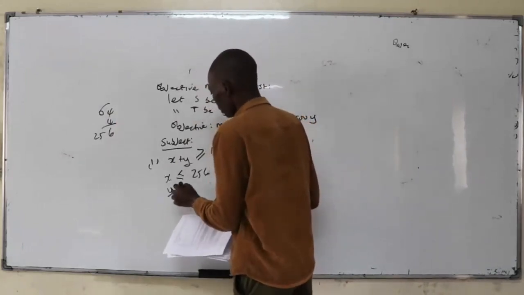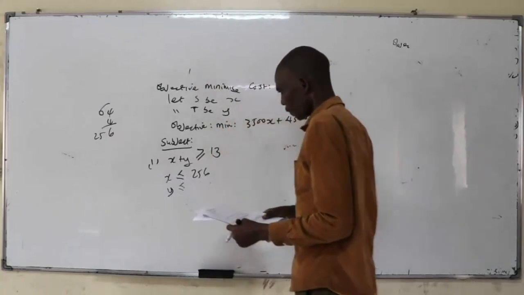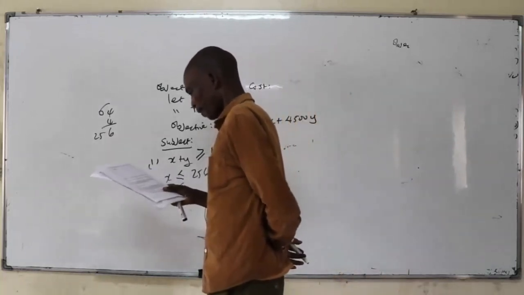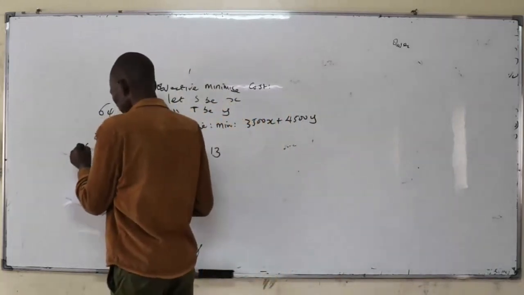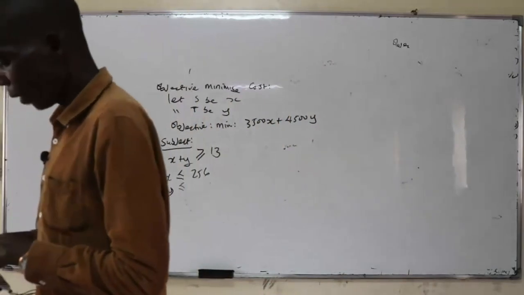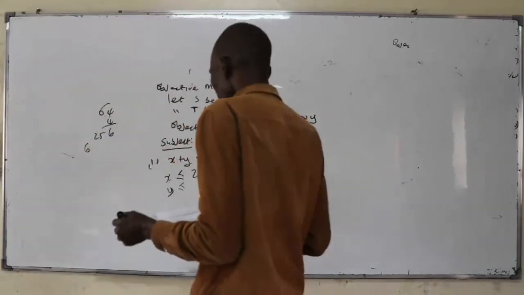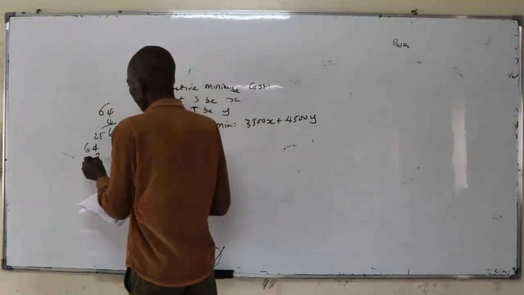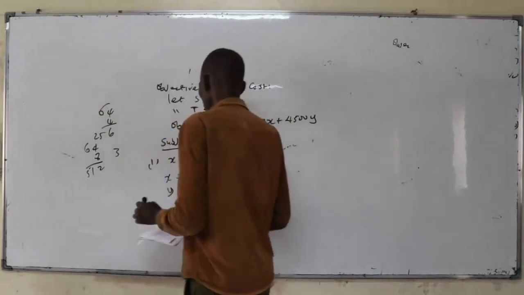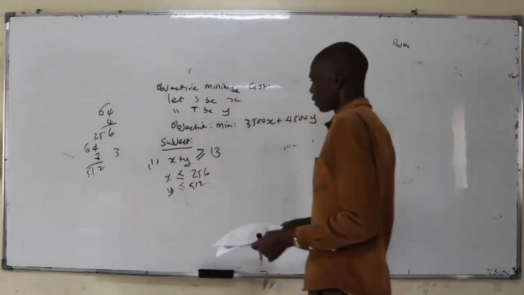And Y should be less than or equal to 64 times the other one, 64 times 8. Because each unit of Y, which is the S, requires that each unit of this product to produce requires 8 units of component T. So we shall be having 64 times 8. That is 512. So that's the maximum. We cannot have more than that.